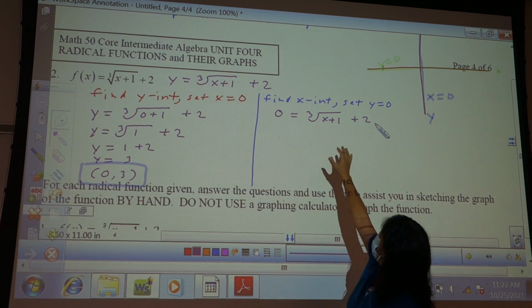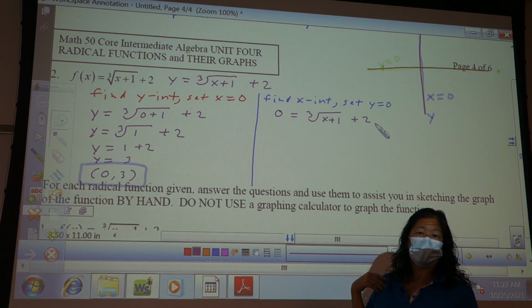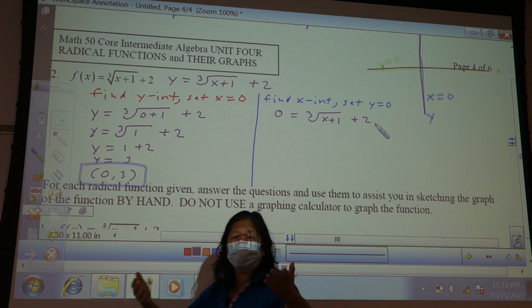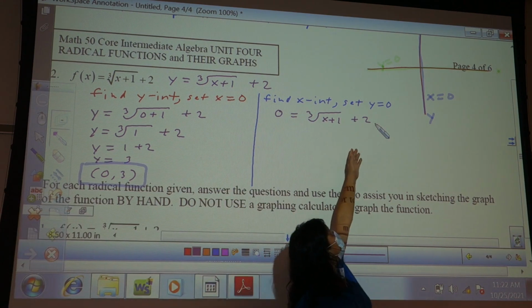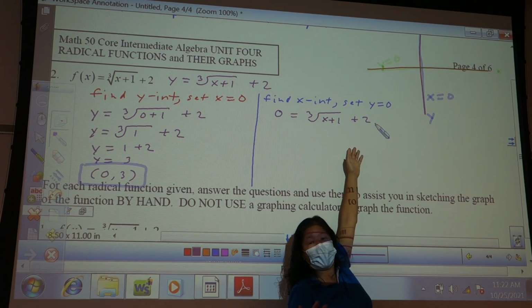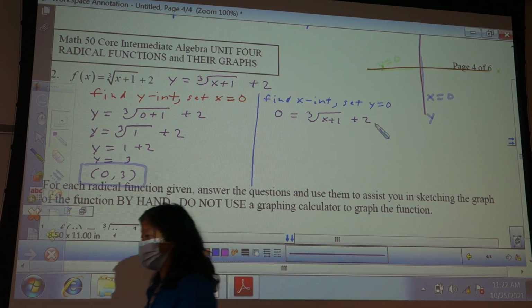So how do I get the radical symbol all by itself? What do I need to get rid of? Yeah, the +2. How do I get rid of +2? Subtract it away. Subtract 2. Is everyone on board with that? What's happening to it? 2 is being added to it. How do you undo adding 2? Minus 2. Yep, so everybody subtract 2 from both sides.